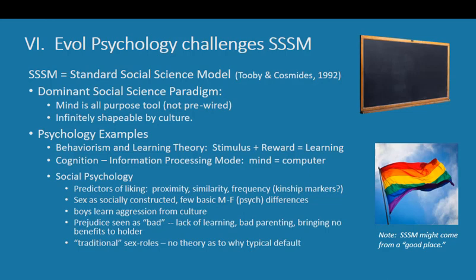Okay, and then to pick on social psychology in particular, because a lot of this course is going to deal with social stuff, social psychologists have talked about different kinds of predictors of liking. They talk about things like proximity, similarity, frequency. Well, it's very likely that what those predictors of liking are really tapping into are predictors of kinship. To the extent that somebody is near us, they're similar to us, and we have a high frequency of interaction, we might think of that person as kin, in other words, as sharing some of our genetic makeup. And that's why we like them. So there might be something deeper going on.